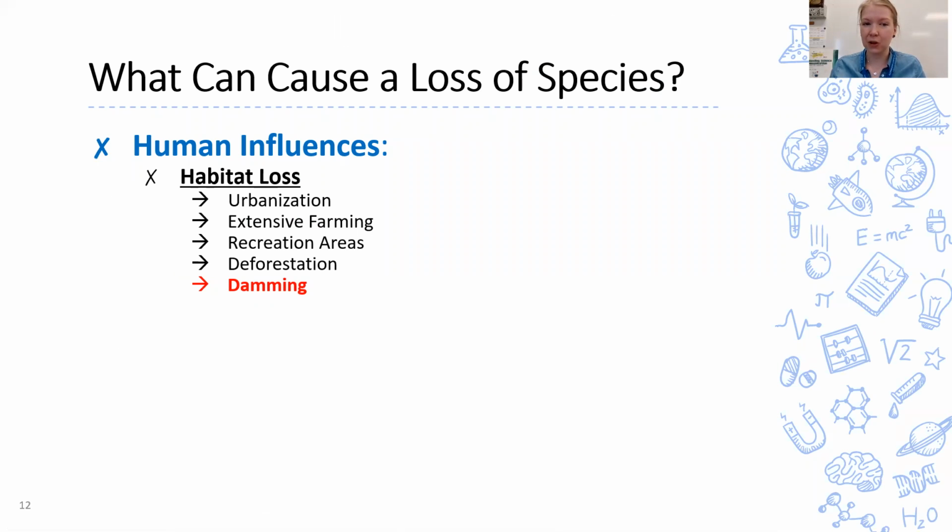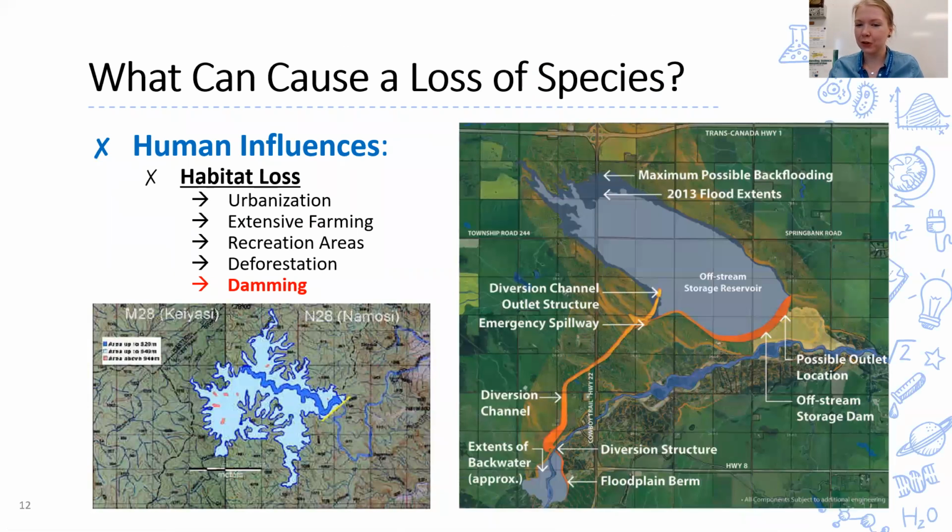And damming could also cause habitat loss. So when you create a dam, it creates this reservoir that takes up more area than if the river was just running through. So with the image on the right here, this is the proposed plans for the Springbank Reservoir. And so we have the Bow River here, and they would have a diversion channel that would take the water from the Bow River and store it in a reservoir.